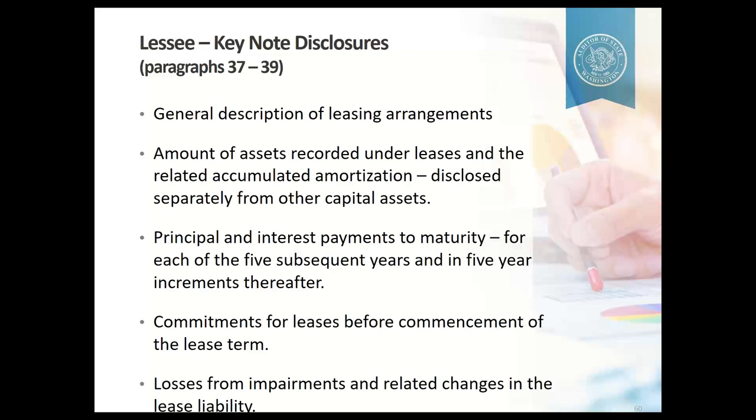The amount of assets recorded under leases and the related accumulated amortization disclosed separately from other capital assets, and I'll show you an easy way to do that. Principal and interest payments to maturity for each of the 5 subsequent years and 5-year increments after that, just like any other long-term liability. Commitments for leases before commencement of the lease term, and losses from impairments and related changes to the lease liability. That's just like with any other capital asset.